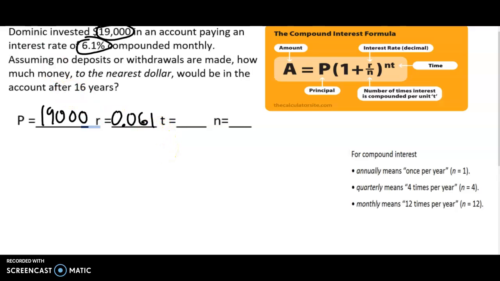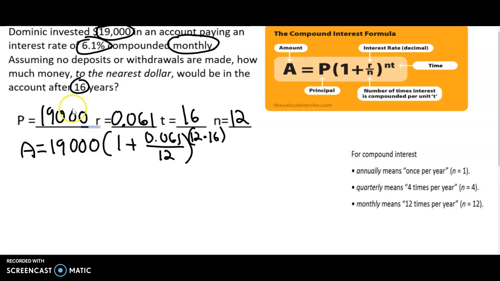The time is 16 years. And since it's compounded monthly, we're going to use 12. Now we're just going to plug all of those elements into our formula here. 19,000 times 1 plus 0.061, the interest rate, over 12, the number of times it's compounded, raised to 12 times 16.